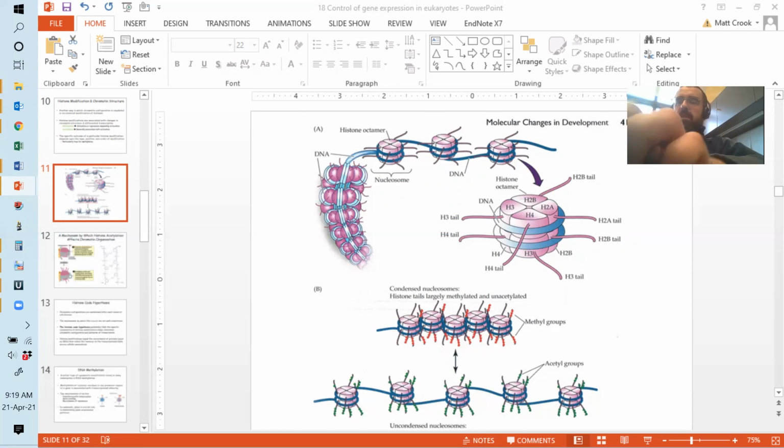You'll have to forgive my spelling. And then if you remove those methylated groups, so you demethylate them, and acetylate histones, you get open chromatin or euchromatin and transcription.